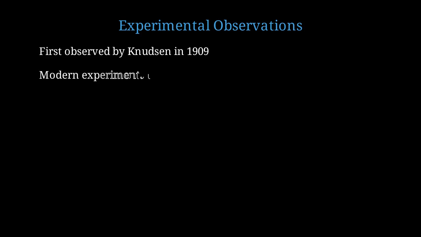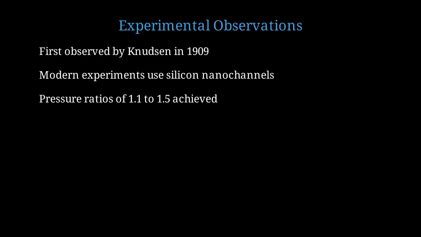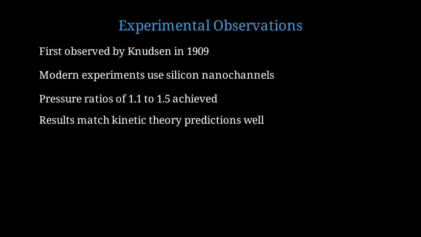Let's discuss some experimental observations that have validated the theory of Knudsen pumping. Knudsen first observed thermal creep experimentally in 1909 using a radiometer-like apparatus. Modern experiments use precisely fabricated silicon nanochannels with controlled dimensions and surface properties. Typical pressure ratios achieved range from 1.1 to 1.5 for temperature differences of 50 to 100 degrees. The experimental results match kinetic theory predictions remarkably well, validating our understanding.